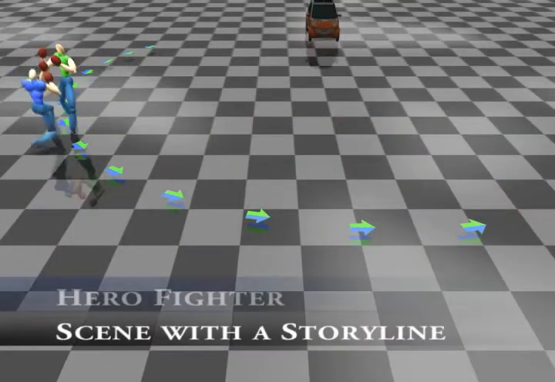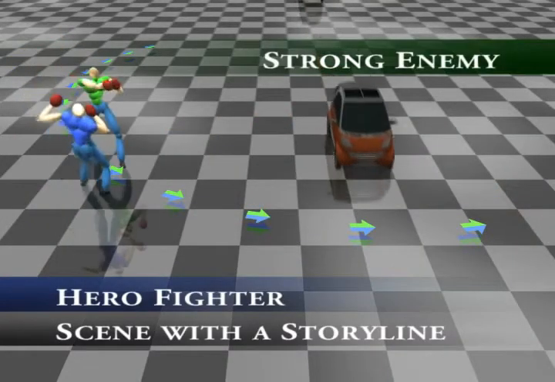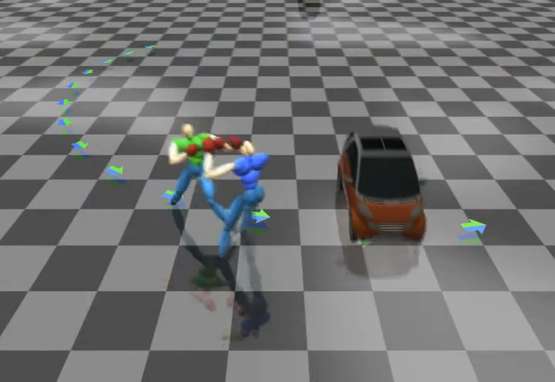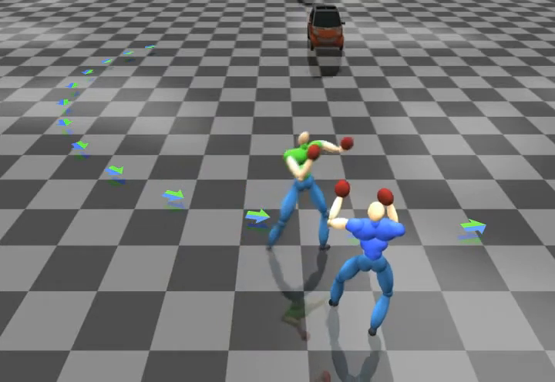Here is another typical scene in a movie where a hero character is attacked by a strong enemy in the beginning, but wins at the end. The two characters cooperate to reach the checkpoint where the enemy is hit by a car.